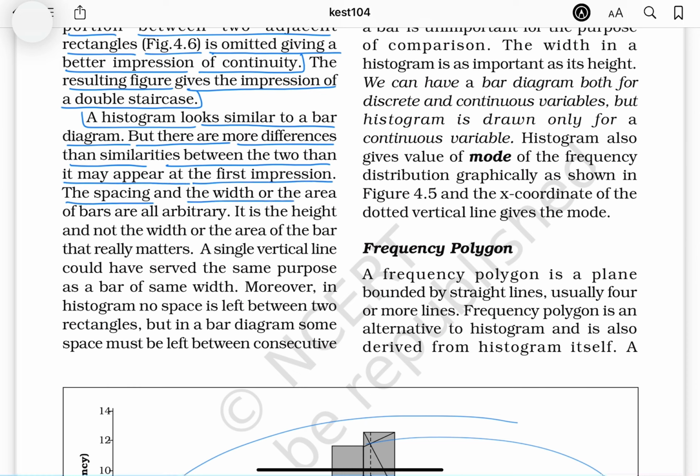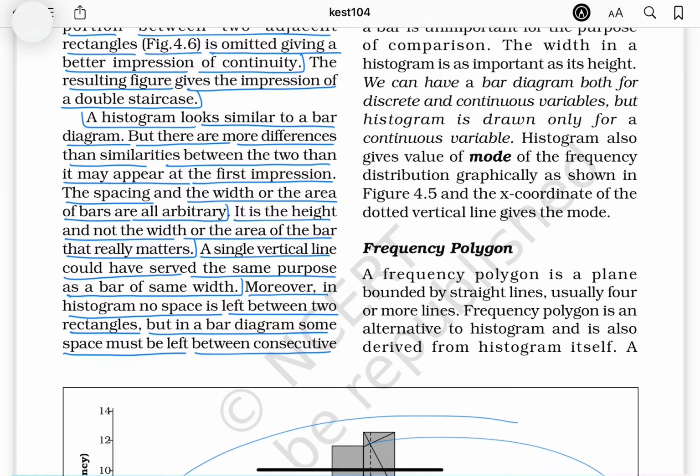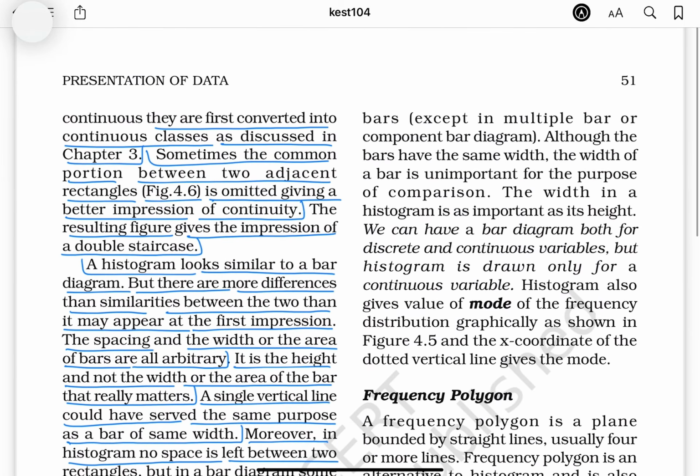In a bar diagram, the spacing and the width or the area of bars are all arbitrary. It is the height and not the width or the area of the bar that really matters. A single vertical line could have served the same purpose as a bar of the same width. Moreover, in a histogram no space is left between two rectangles, but in a bar diagram some space must be left between consecutive bars, except in multiple bars or component bar diagrams.